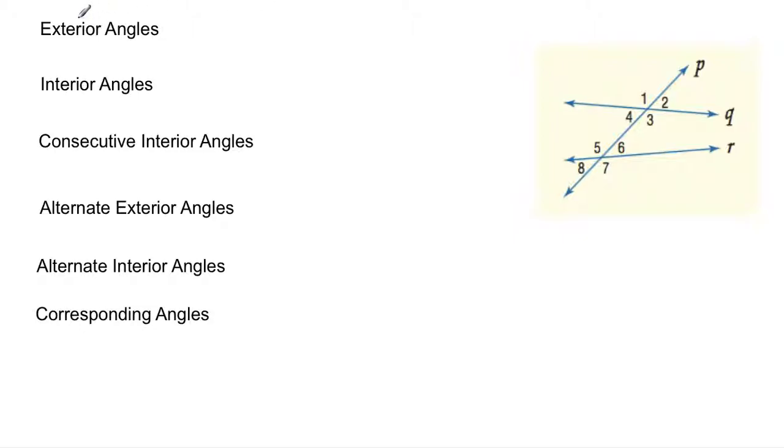So first off, I have exterior angles. Well, imagine lines Q and R make a little house. Q would be the roof, R would be the floor. So inside here is my little house box. What's outside? Angles 1, 2, 7, and 8. They are above Q and below R. They are going to be my exterior angles. So that's angle 1, angle 2, angle 7, and angle 8.